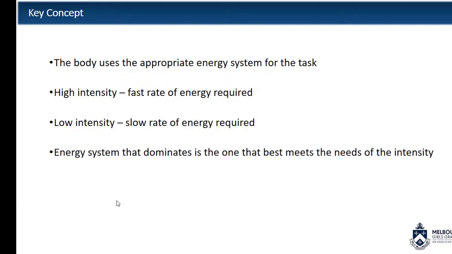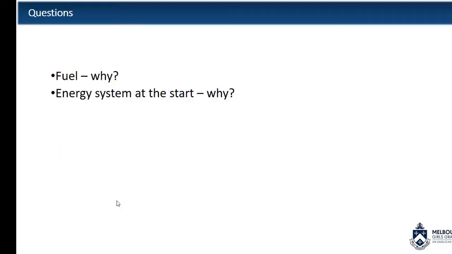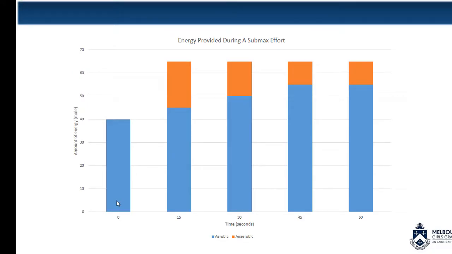And if it needs a little bit of extra energy to help out, the anaerobic systems will help out, but the aerobic system will be the dominant system. If we look again at a graph for that, this graph here refers to 60 seconds during a submaximal effort. So similar to the video that you just watched, submaximal means a lower intensity, not a maximal intensity.